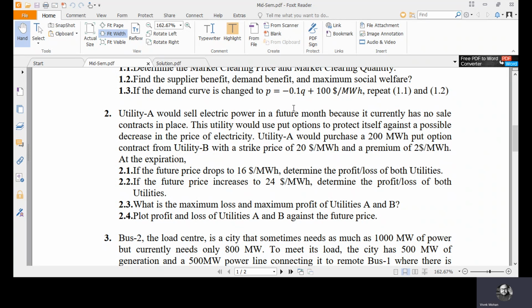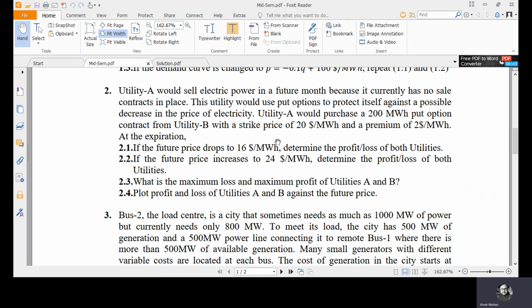At the expiration, part 1 of the question is, if the future price drops to $16 per megawatt hour, determine the profit or loss of both utilities. The second part is, if the future price increases to $24 per megawatt hour, determine the profit or loss of both utilities. Third part of the question is, what is the maximum loss and maximum profit of utilities A and B? This question is with respect to the variable spot price. That means at what spot price this happens, we have to find that, and accordingly the corresponding maximum loss and maximum profit should be found out.